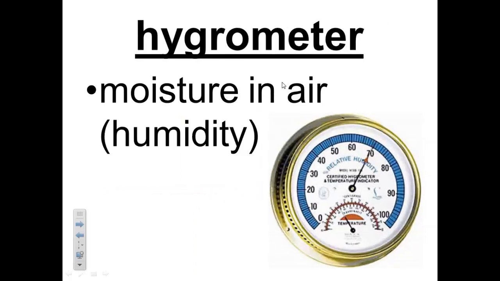A hygrometer measures the moisture in the air. Some hygrometers have a pointer attached to horsehair. The hair shortens in drier air, moving the pointer.